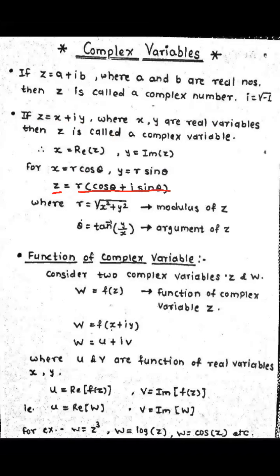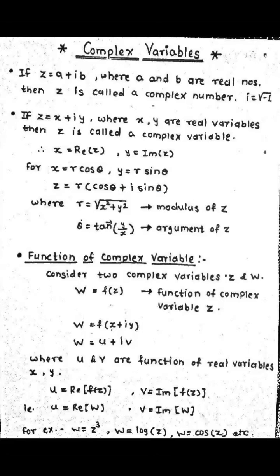This form is called polar form, and the value of z becomes r times the bracket cos theta plus i sin theta. Here r is a common term, where r is the root of x square plus y square, and this r is called the modulus of z. Theta is equal to tan inverse of y upon x, and it is called the argument of z.